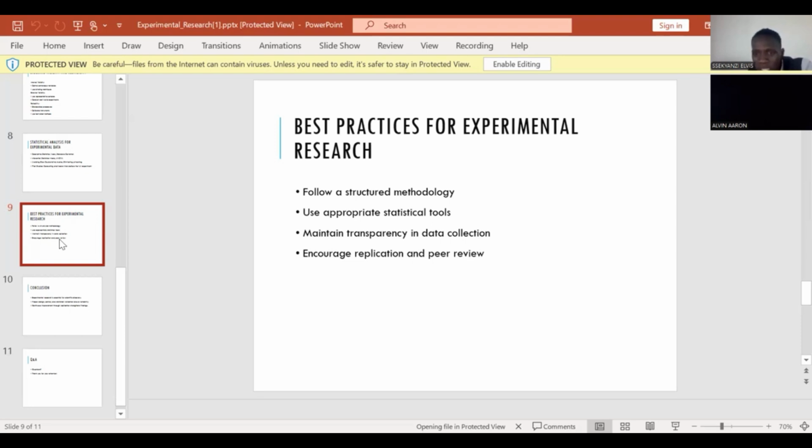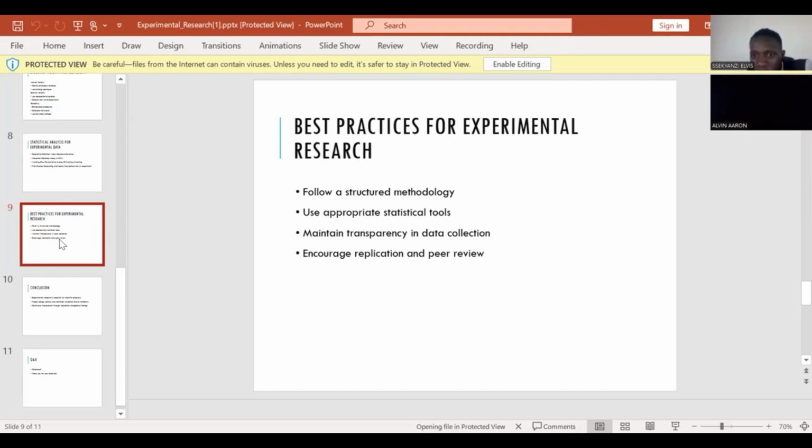The other is to maintain transparency in data collection. Basically, this underscores the importance of being open and clear about the data that was collected. And this includes clearly describing the data collection procedures, documentation. Here we document any deviations from the planned protocol. We potentially make raw data available for scrutiny, depending on ethical and practical considerations.